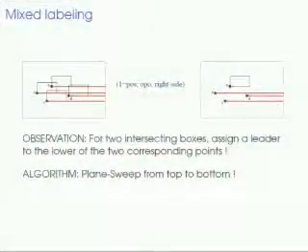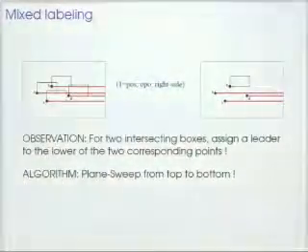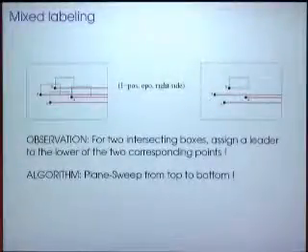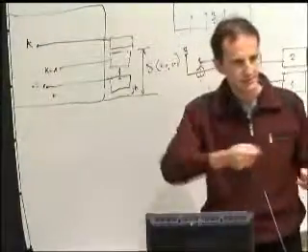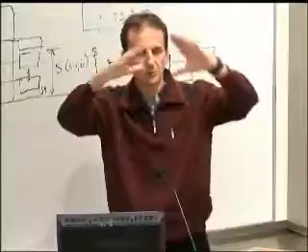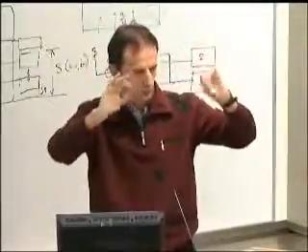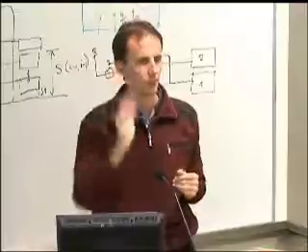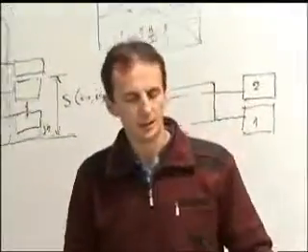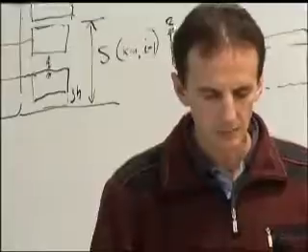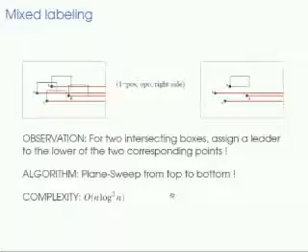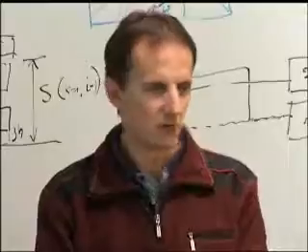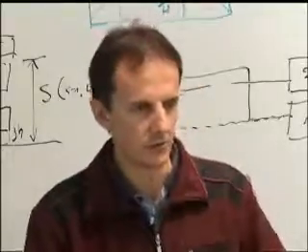And then you just do a plane sweep. For two intersecting boxes, you apply that and assign a leader, and if you come down and you have not assigned a leader to a box, then you can place the inner box there. You just go from top to bottom in time n log squared n. And log squared n because you have to solve intersection problems in geometry in the plane.